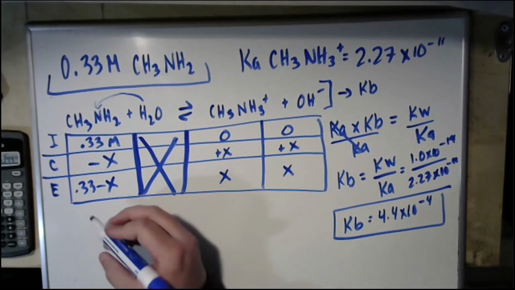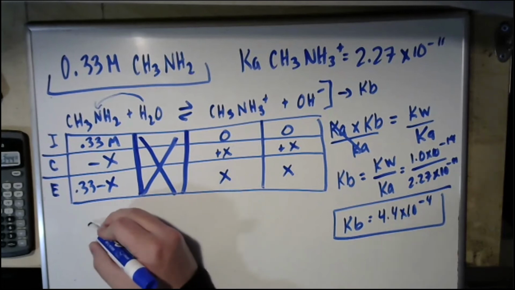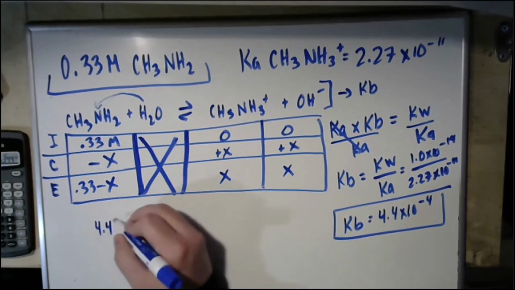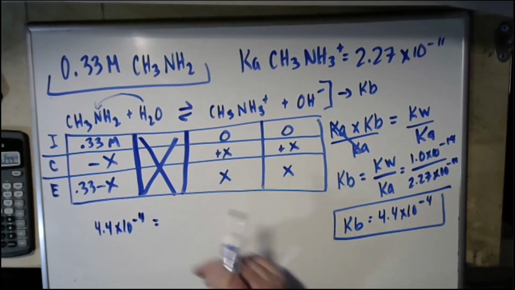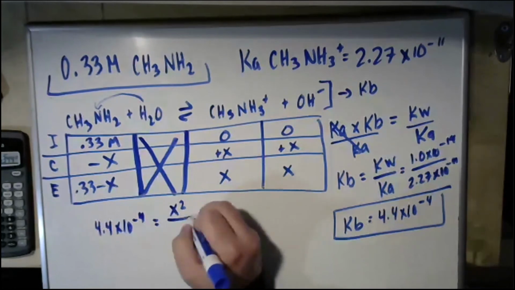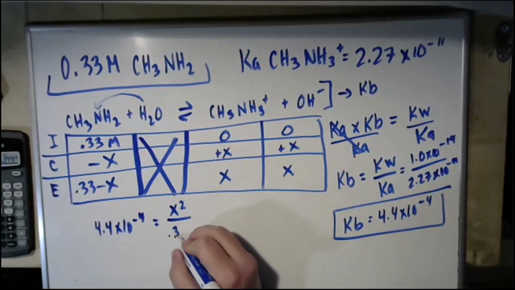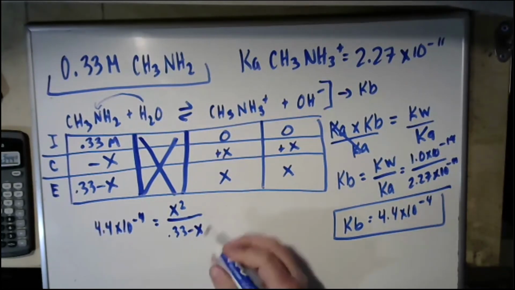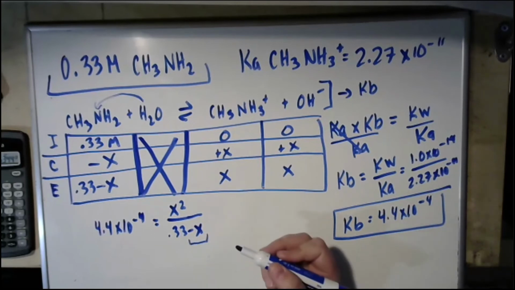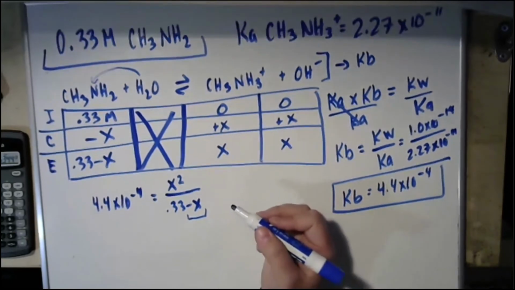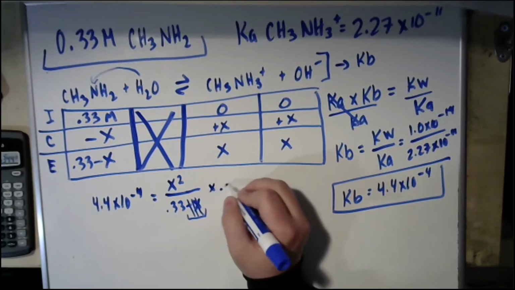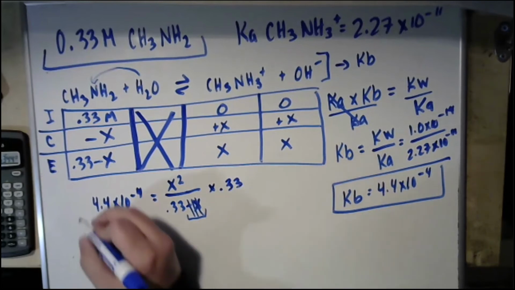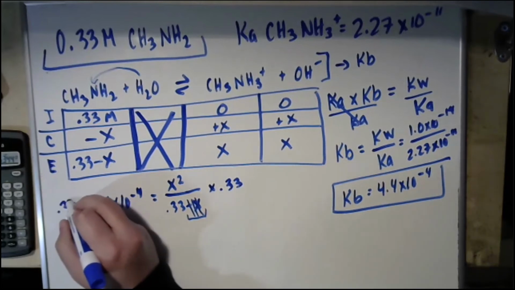Okay, my Kb expression, I'm going to set up as 4.4 times 10 to the negative 4 equals x times x, or x squared, over 0.33 minus x. I'm going to assume that this x that I'm subtracting from 0.33 is going to be a small value, so we'll cancel it out of our calculation to make it a little bit easier. And I'm going to multiply both sides by 0.33 so I can solve for x.